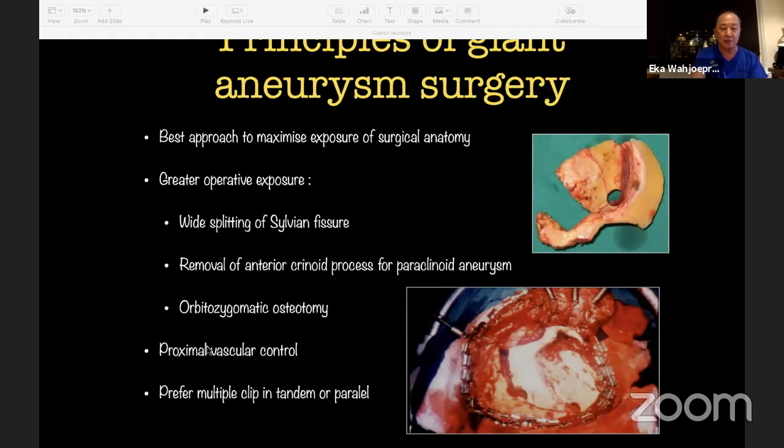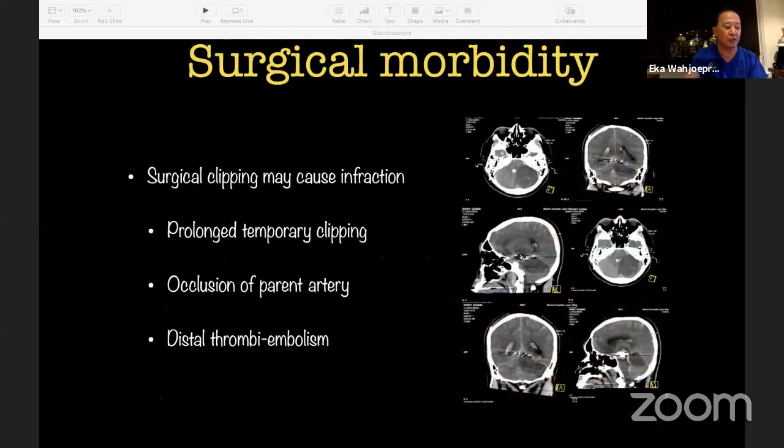And of course, simulation of the proximal control is very, very important, because most of the time we need a temporary clip to do the permanent clip of the giant aneurysm, mostly because it is complicated. The body is very tough. We cannot see it like a normal saccular aneurysm. And I prefer to use multiple clips, in tandem or parallel. Never use a single clip in giant aneurysm, because again, the character of a giant aneurysm, the wall is normally very thick, sometimes with thrombus inside. With one clip, there is a danger of slipping onto the parent artery later on. And of course, that will be very dangerous.